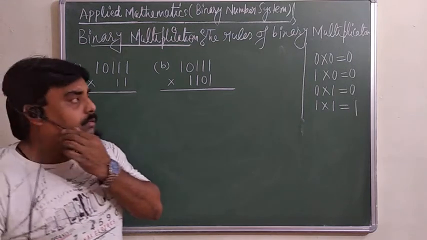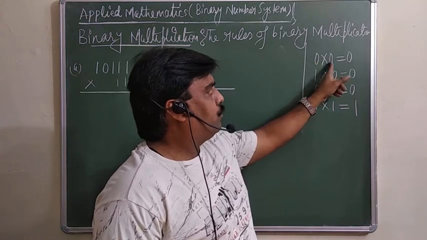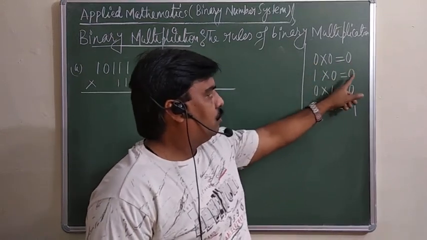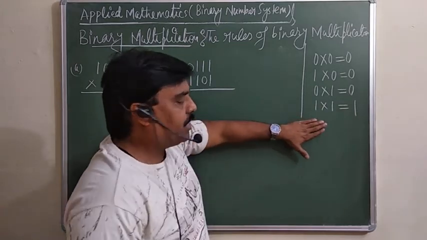Yes. Now in case of the multiplication. Multiplication rule simple है. 0 into 0, 0 will be there. 1 into 0 is 0. 0 into 1 is 0. 1 into 1 is 1 only. So very simple.